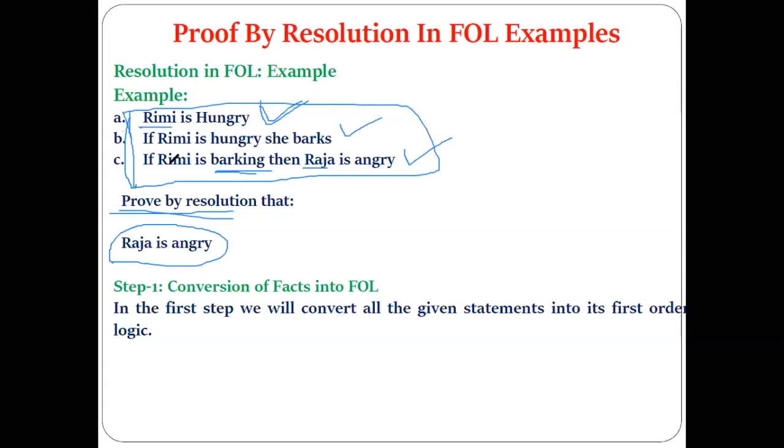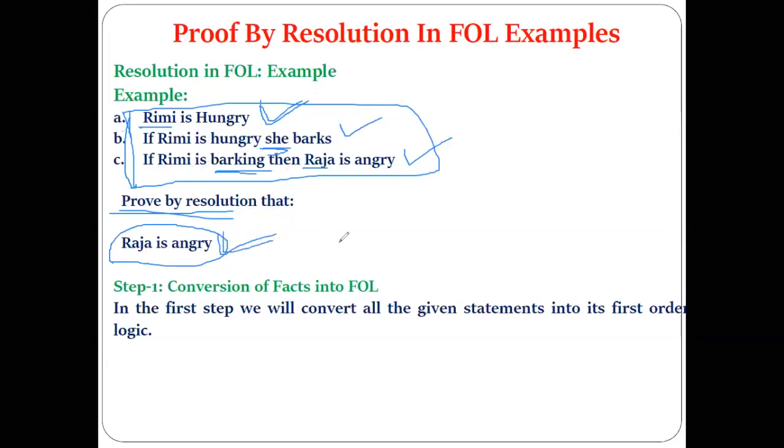Remy is hungry. Let's go to the facts. If Remy is hungry, she barks. You must have understood from this the she, yes or no? If Remy is barking, then Raja is angry. Now these are the facts given, and from these facts we have to prove that Raja is angry.